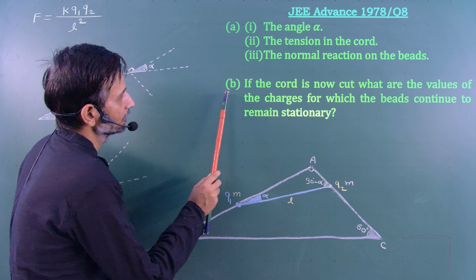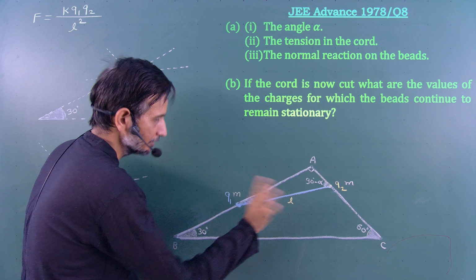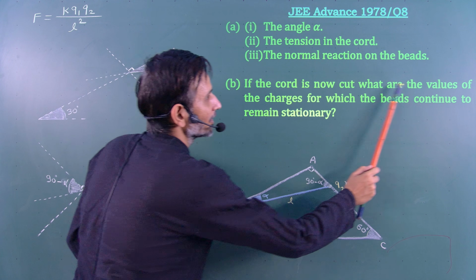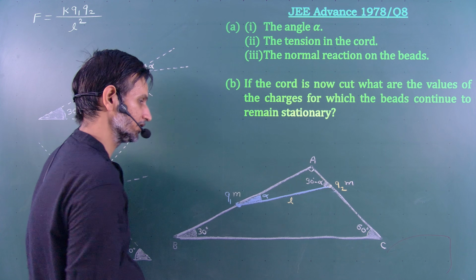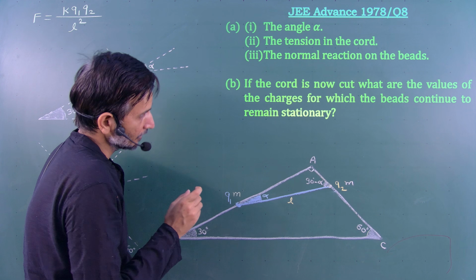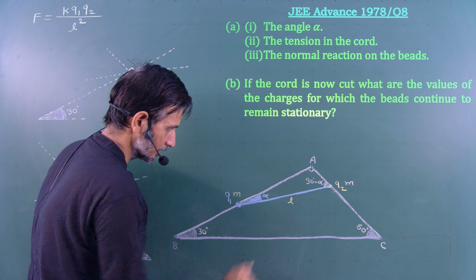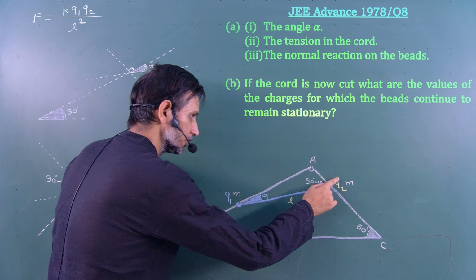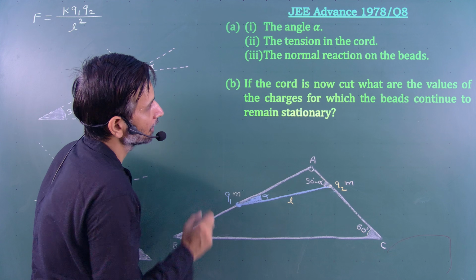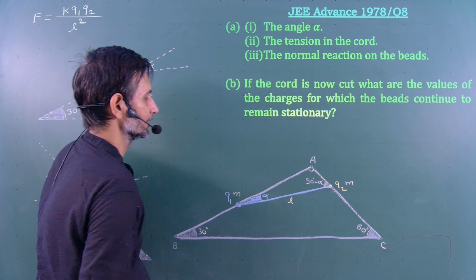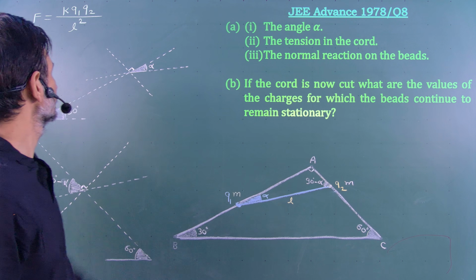What is the second case? If the cord is now cut, what are the values of the charges for which the beads continue to remain stationary? So in this part we have to cut this cord, but the charges Q1 and Q2 still remain stationary. For that we have to find the value of the charges. So first we calculate this part and then we go to the next part.